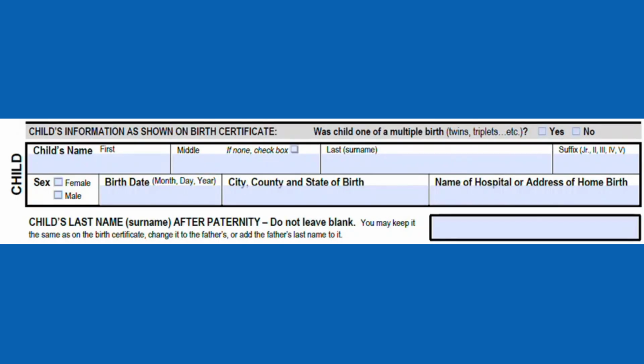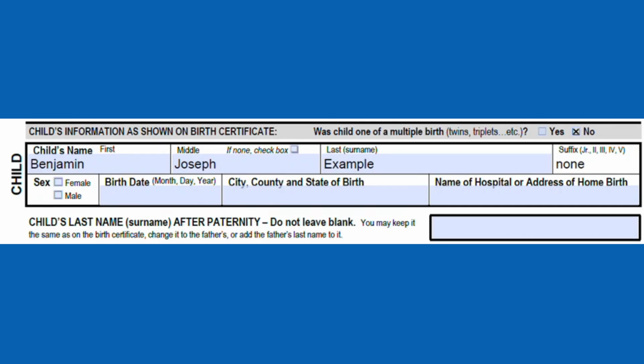To complete the child section, check the box to indicate whether this was a multiple birth. If yes, a separate affidavit must be completed for each child. Fill in the child's first, middle, and last name. If no middle name is given, the box in that field must be checked. If the child's last name is 2 names, enter both names in the last name field. Do not write one of the last names in the middle name field.